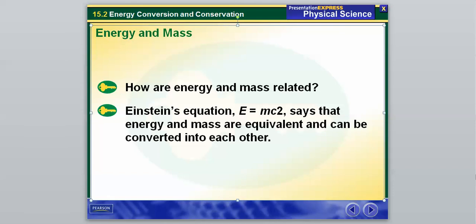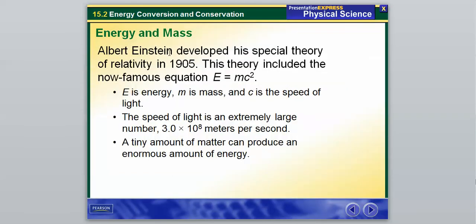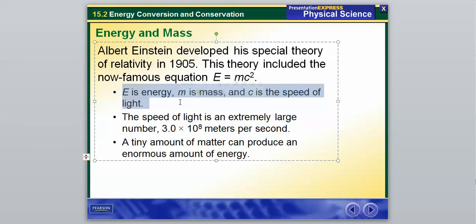Again, hopefully you have all heard of E equals mc squared. Albert Einstein developed his special theory of relativity in 1905, and this theory included the now famous equation E equals mc squared. So this is going to be on your quiz right here: E is energy, m is mass, and c is the speed of light. And the speed of light is a very large number. Again, you're not going to have to memorize that.